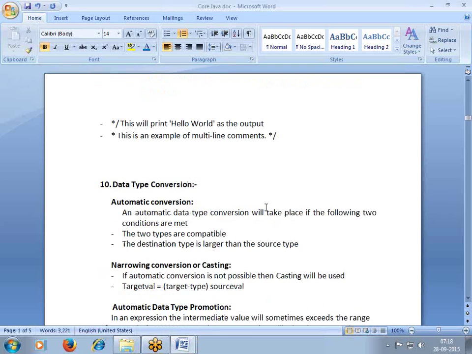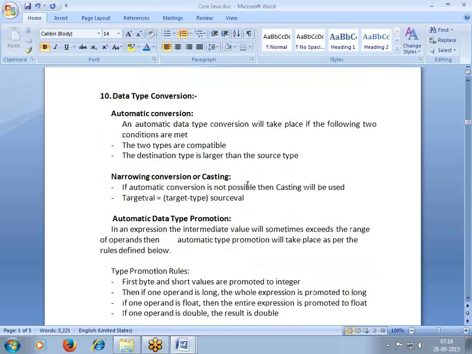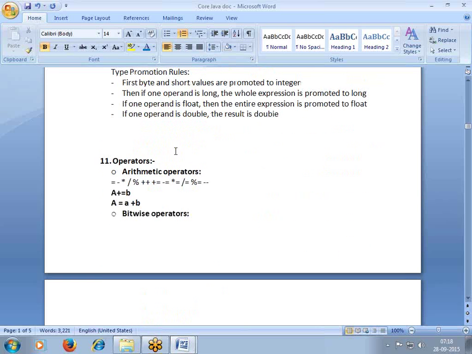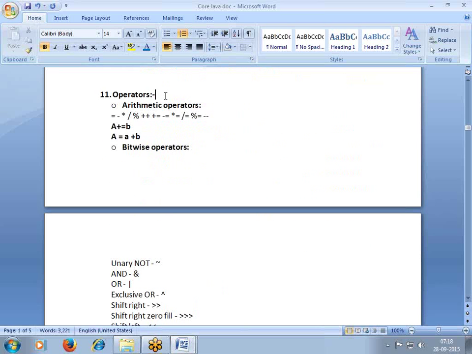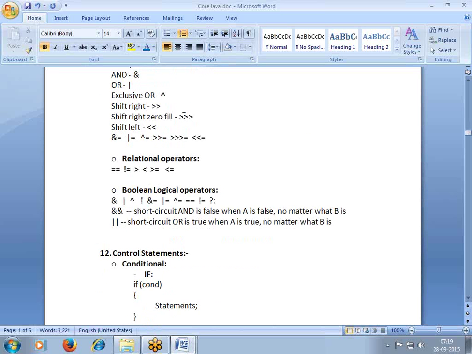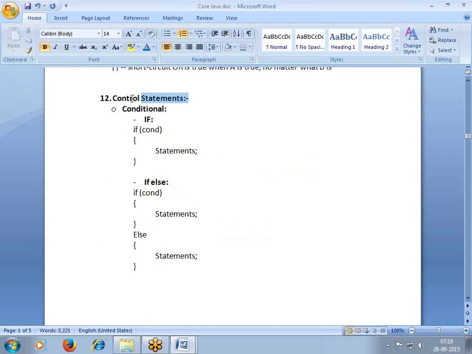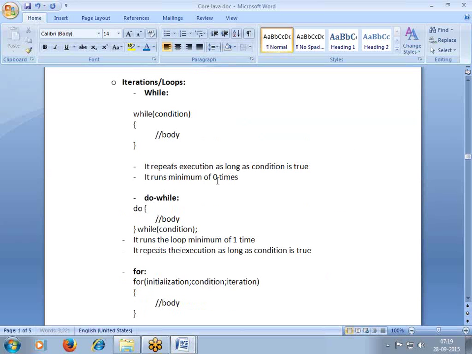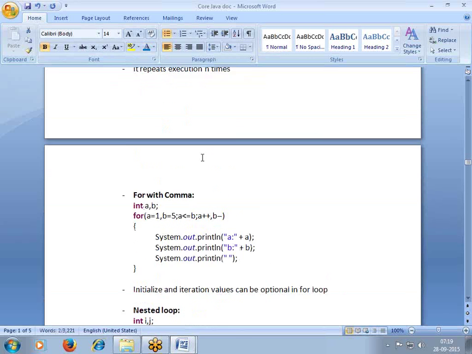Okay. Data types, and after that, data type conversion. That is implicit, we don't use explicit much. Operators, it is a common thing. Okay, operators and all, and statements. Control statements are most important, and after that, loops. These are the topics we use very frequently.